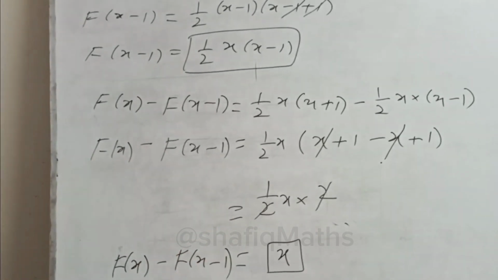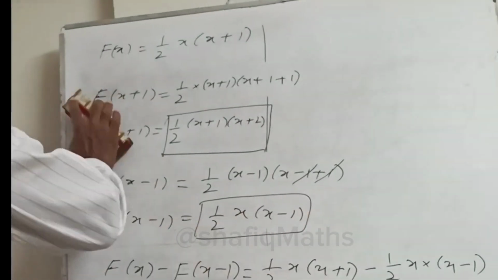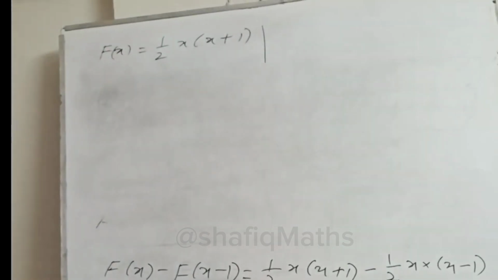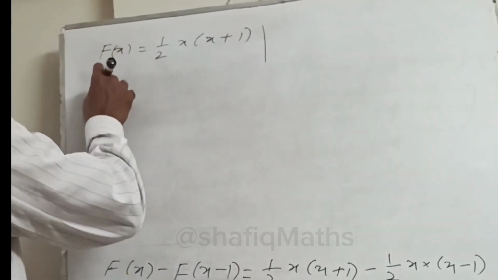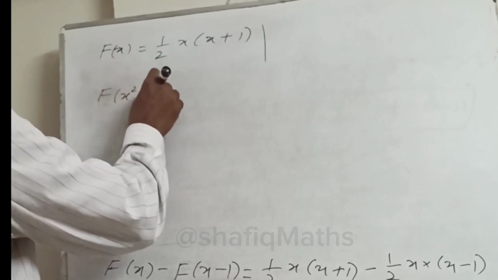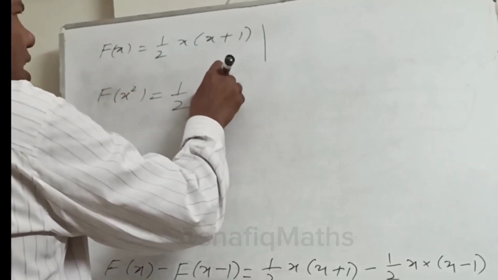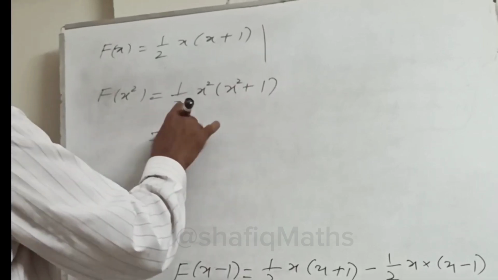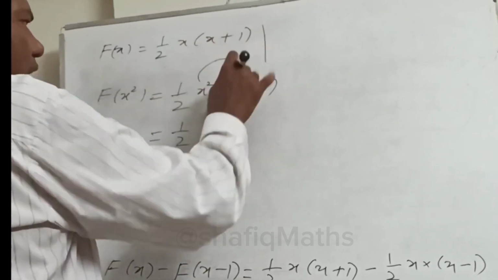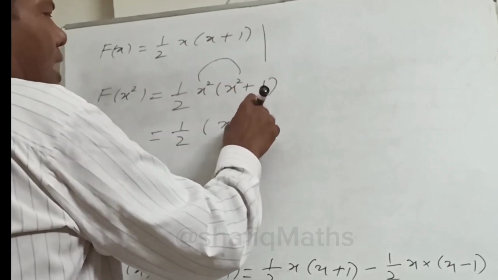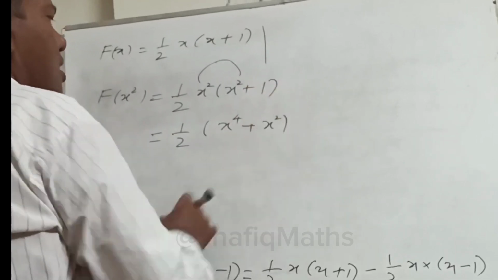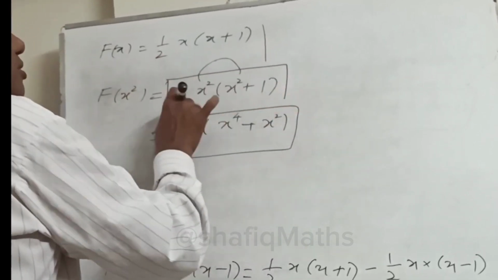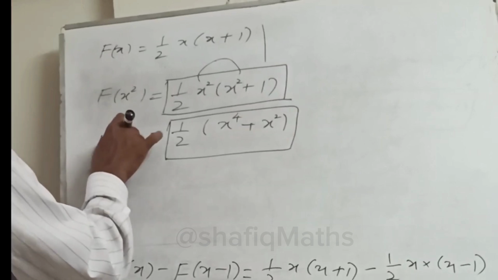Now we are coming to the last part of the question. We are replacing the value of x by x square. So f(x square) equals 1 upon 2 x square into x square plus 1, and we can write 1 upon 2 x square into x square, that is x4, and x square into 1, that is x square. We can write this one also, and we can write this one also. Both answers will be right.